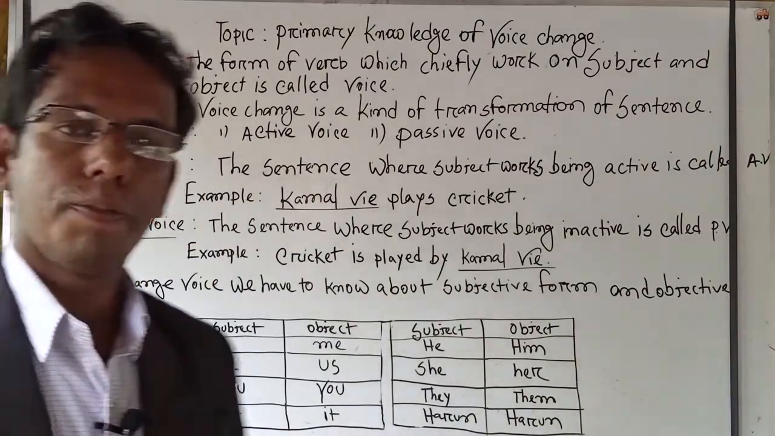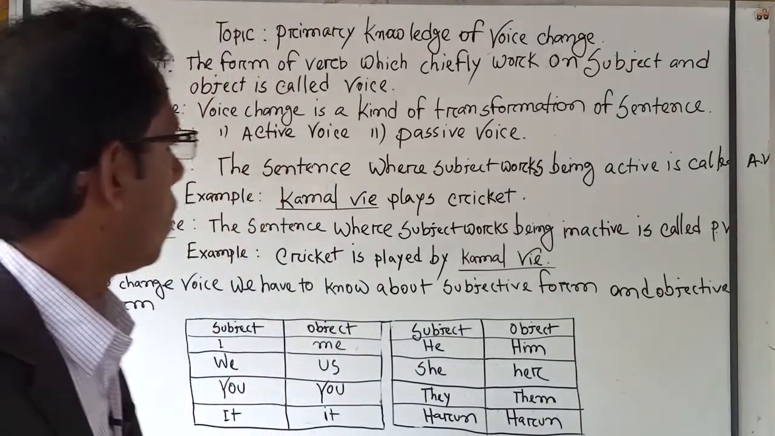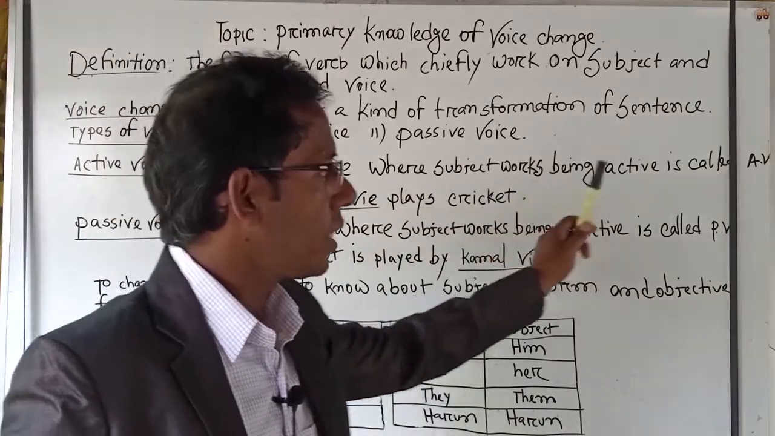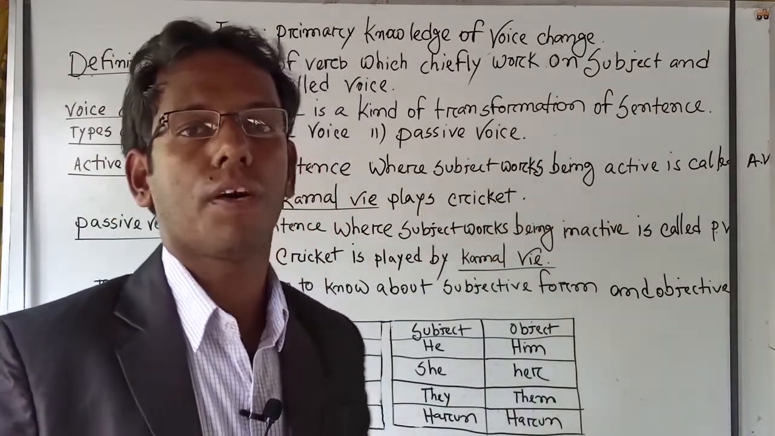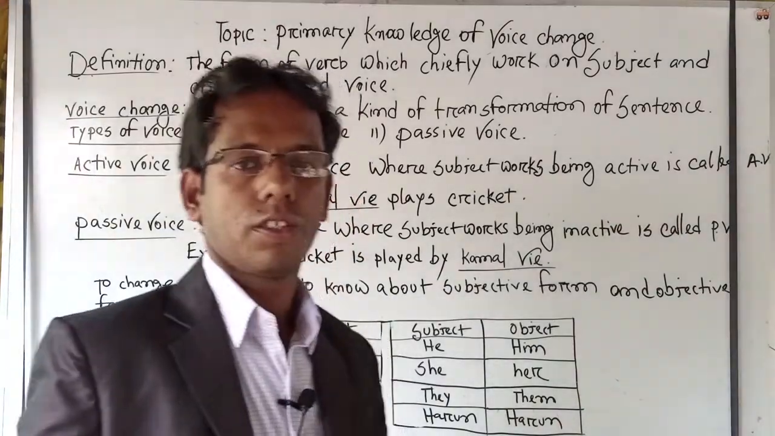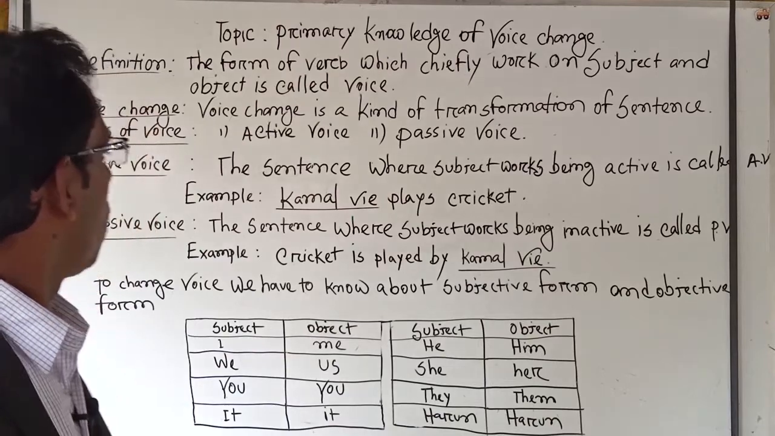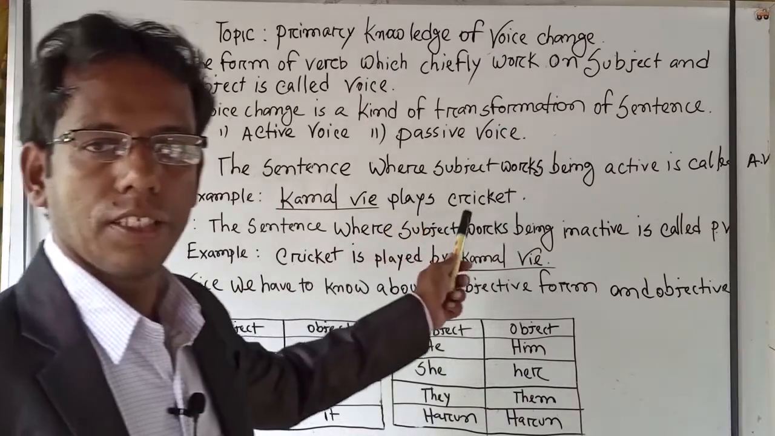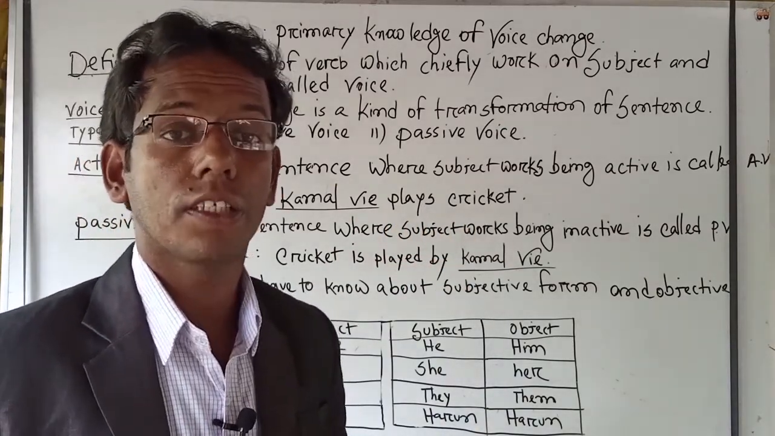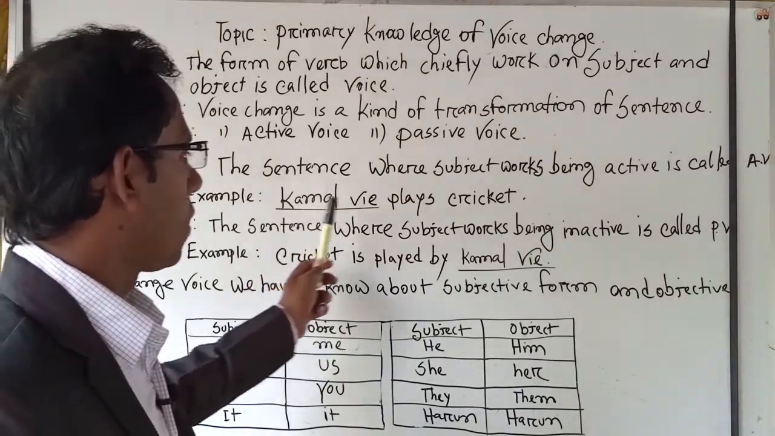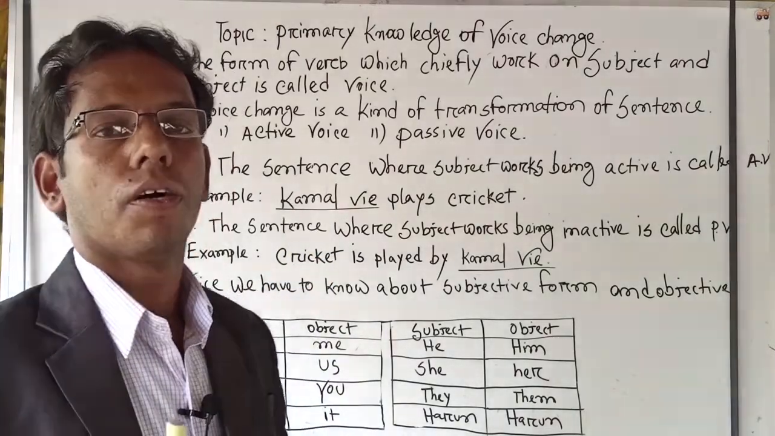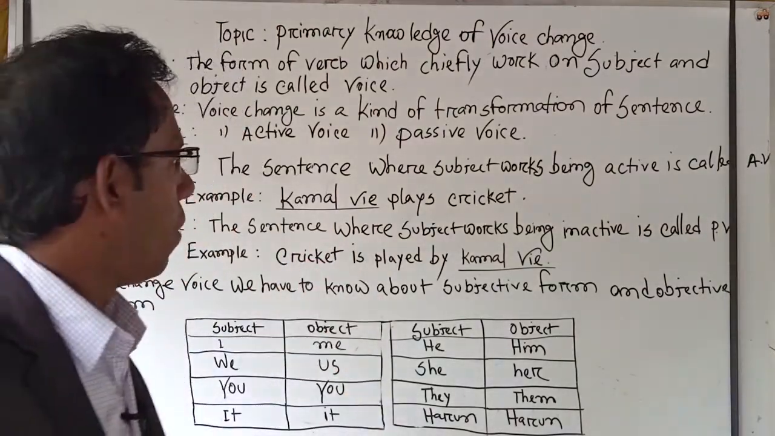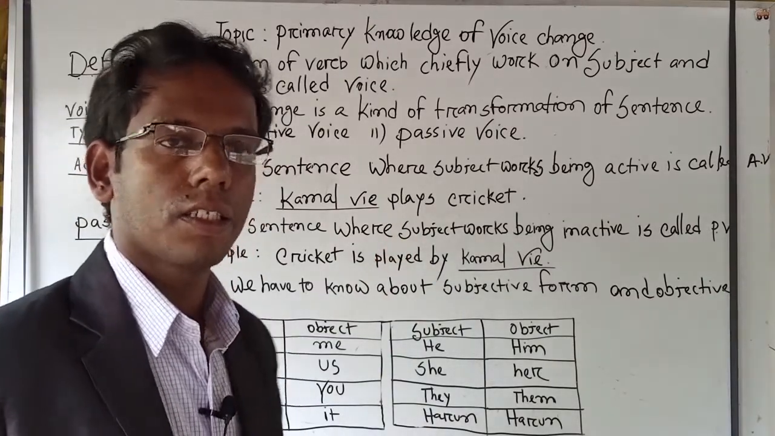If you follow the whiteboard, the sentence whose subject is active, strong, powerful is called active voice. If we follow the example, we see that Kamal Bhai plays cricket. Here we find the subject Kamal Bhai at the very beginning of the sentence in active voice. So Kamal Bhai is the subject, plays is the verb and cricket is the object.